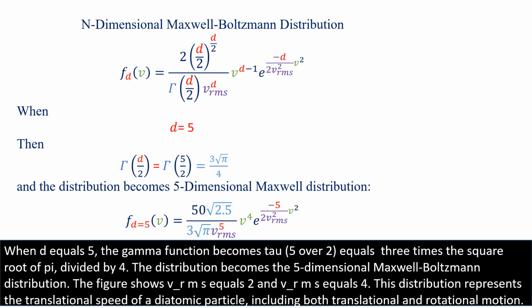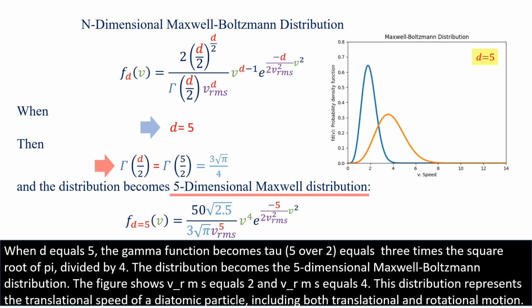When d equals 5, the gamma function becomes tau(5/2) equals 3 times the square root of pi, divided by 4. The distribution becomes the 5-dimensional Maxwell-Boltzmann distribution. The figure shows VRMS equals 2 and VRMS equals 4. This distribution represents the translational speed of a diatomic particle, including both translational and rotational motion.